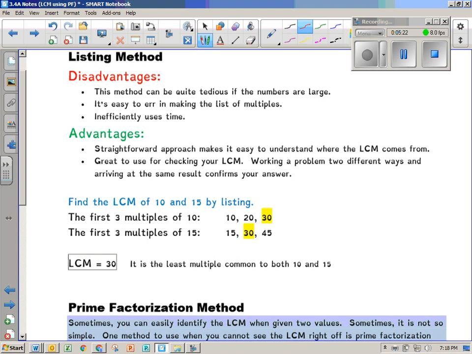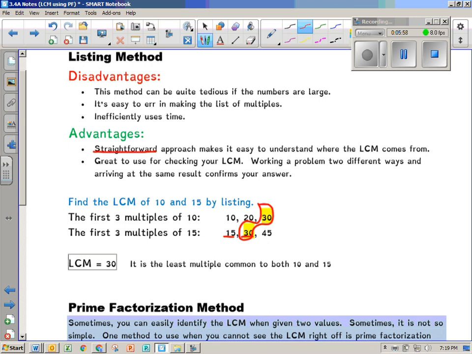I've done an example down here. Find the LCM of 10 and 15 by listing. So I just listed a few multiples of 10: 10, 20, 30. And then when I list the first three multiples of 15, once I get to 30, I notice, okay, they both have 30. It's the smallest one, so the LCM is 30. So you can see one of the advantages is it's very straightforward. It's very easy to see why that's the smallest number that 10 and 15 both divide into evenly.